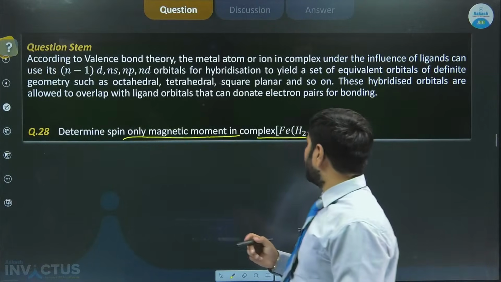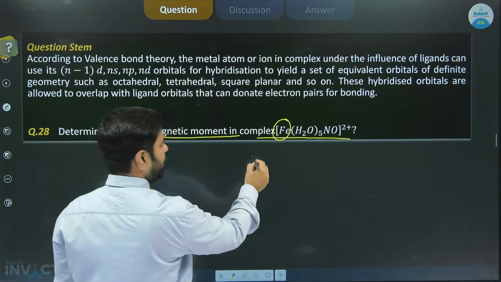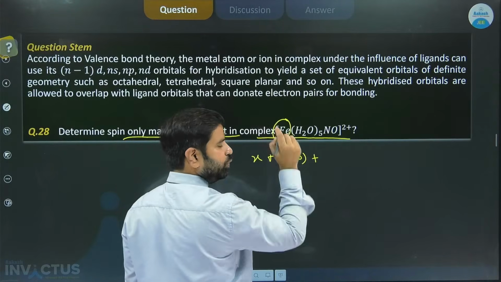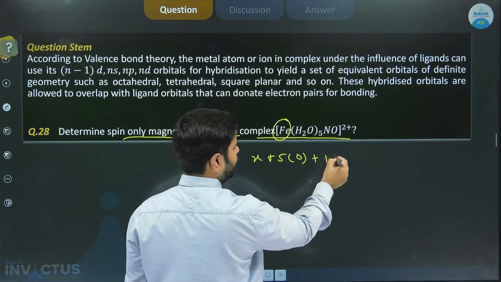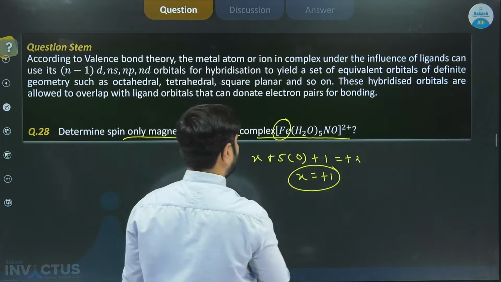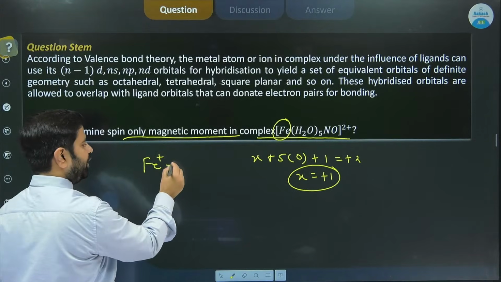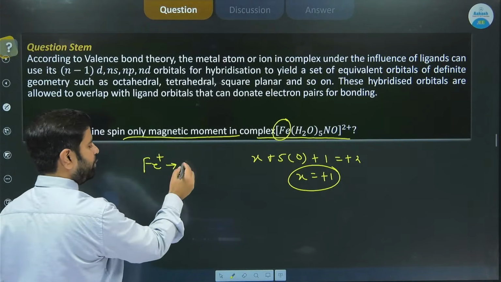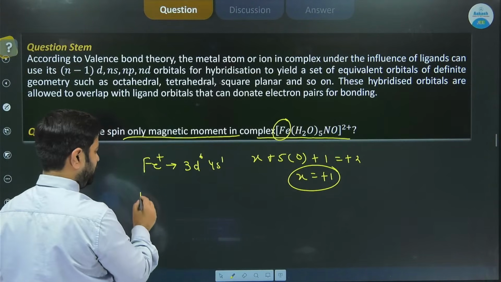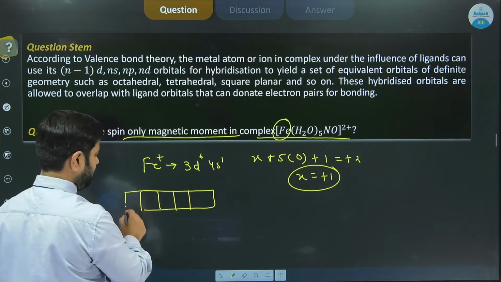Now let's check the oxidation state of Fe here. What is the oxidation state of Fe? X plus 5 into 0. Here NO is in plus 1. Plus 1 equal to plus 2. That is X equal to plus 1. So Fe is in plus 1 oxidation state. And Fe, when it is in plus 1 oxidation state, what would be the configuration? 3d6 4s1.